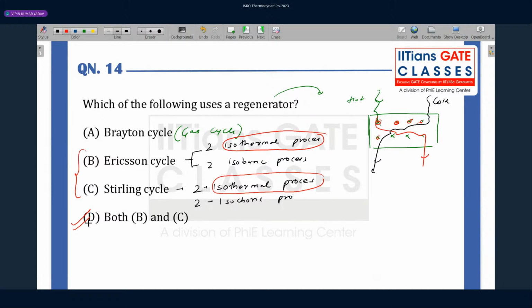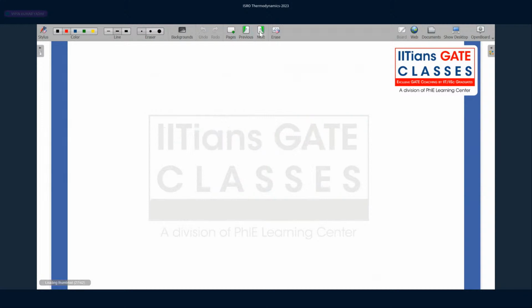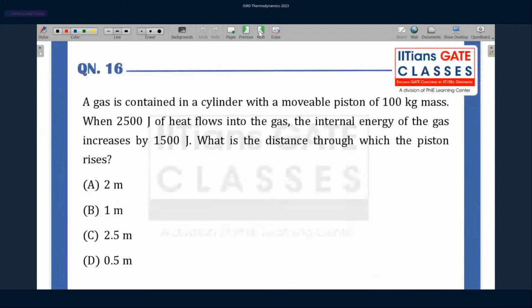So I hope this is clear. Okay, let's move on. A gas is contained in a cylinder. Let me take it on another page.